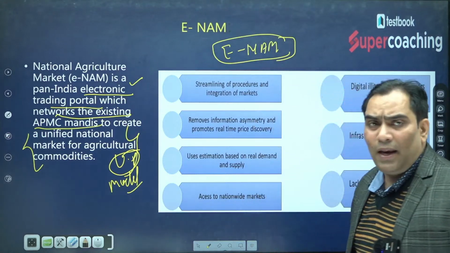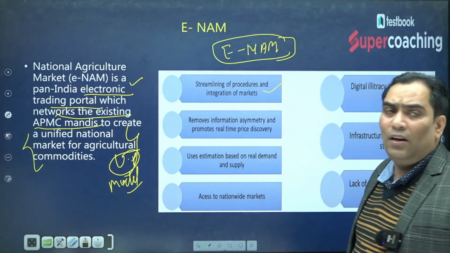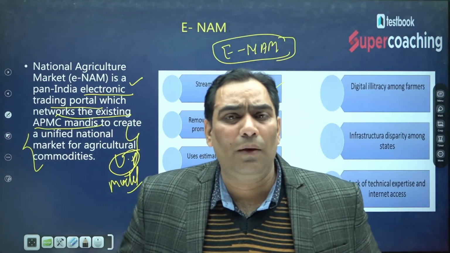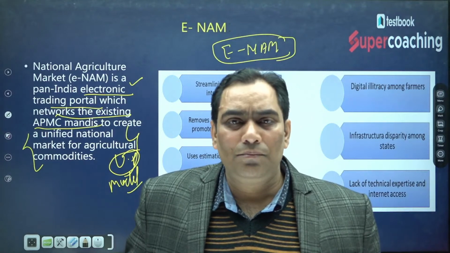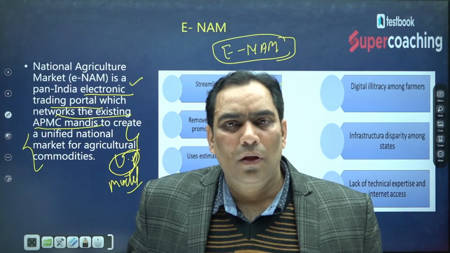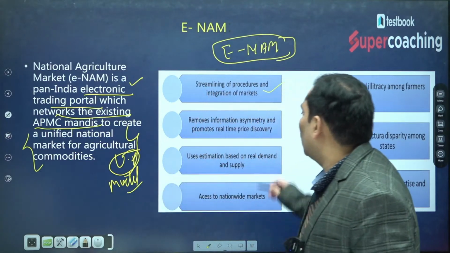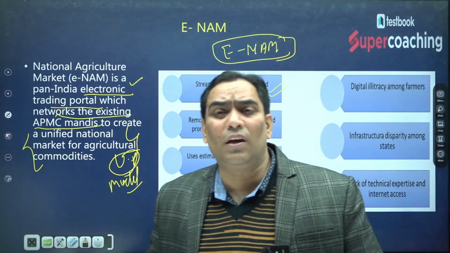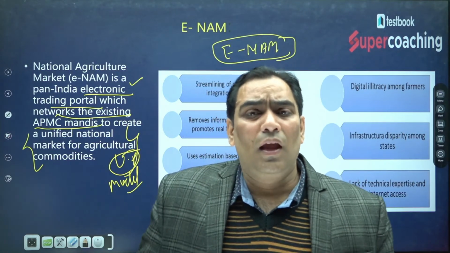What are the merits? It is going to streamline the procedure and integration of markets, giving a national market. That means a farmer of Tamil Nadu can sell his or her product to a buyer of UP, or whomsoever they want to. It is going to give competitive bidding, so there cannot be cartelization.